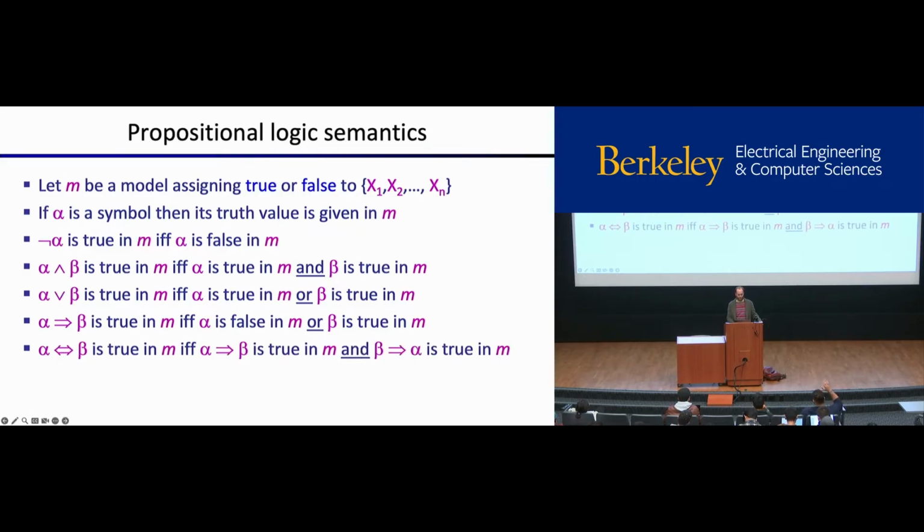Okay. And then alpha if and only if beta is true if and only if alpha implies beta and beta implies alpha in our model. So that's how we take a model and a sentence and we return whether it's true or false.